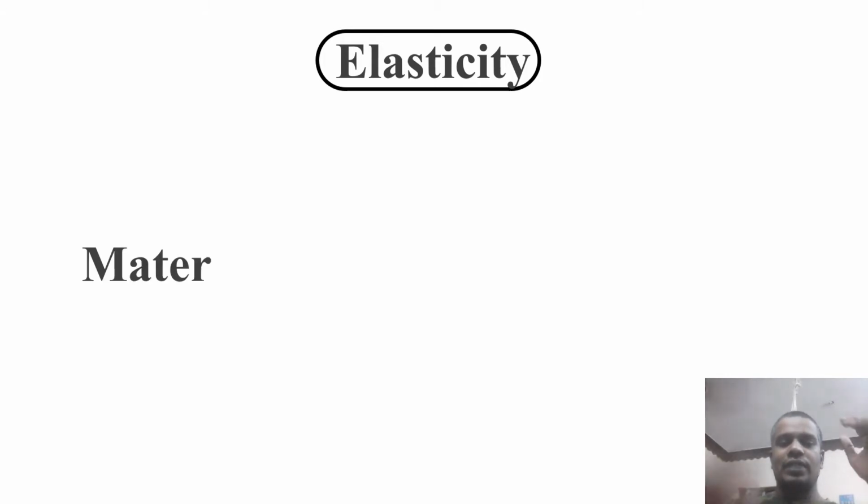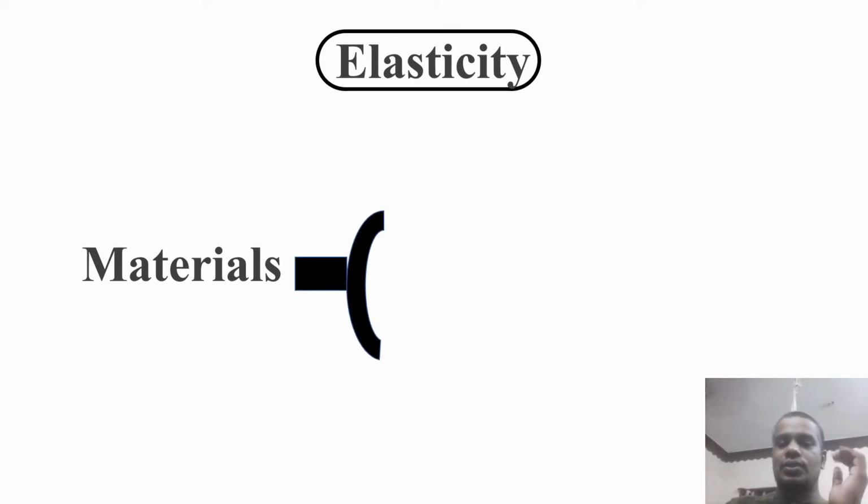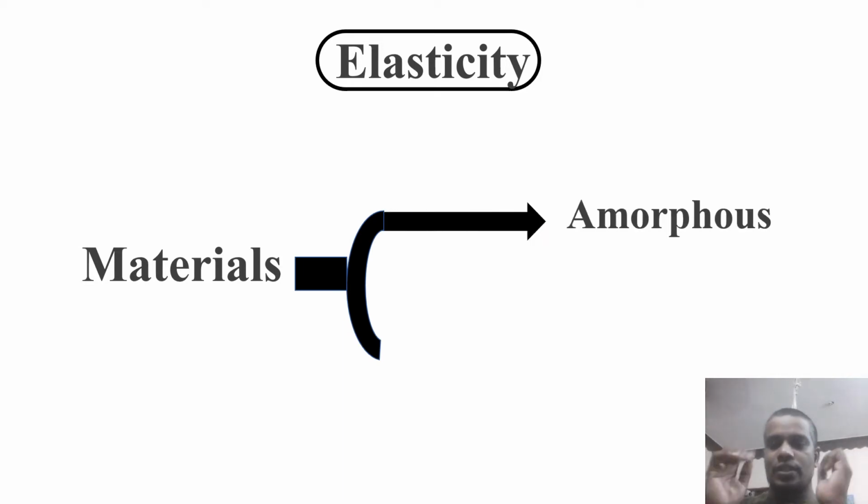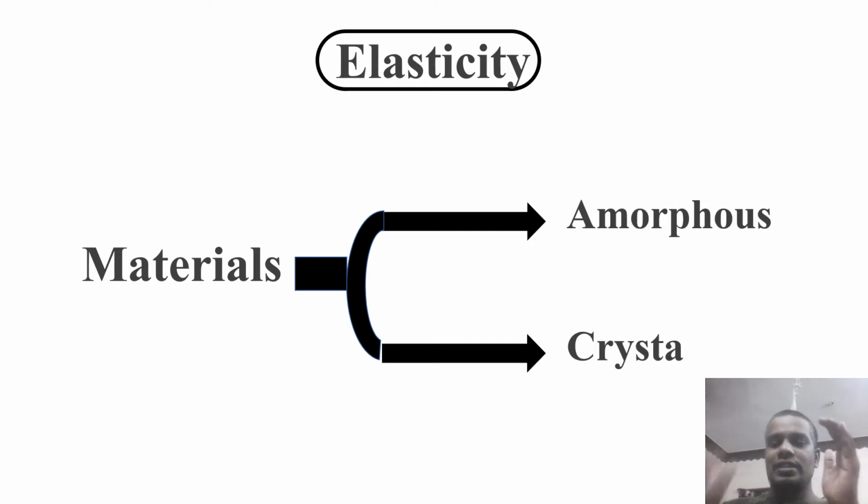So we can ask one question: how are the materials classified? It is classified into two. The first one is amorphous material. The next one is crystalline material. These are the two major kinds of material that exist in nature; the existing materials we can classify into these two categories, the amorphous and the crystalline.